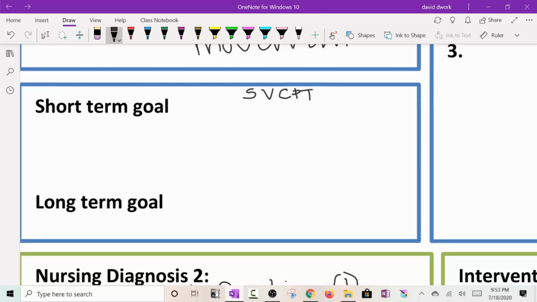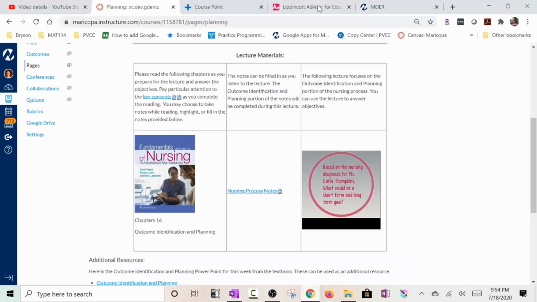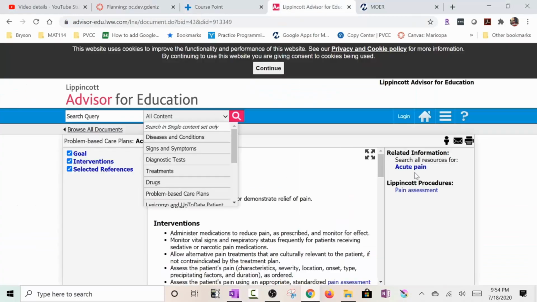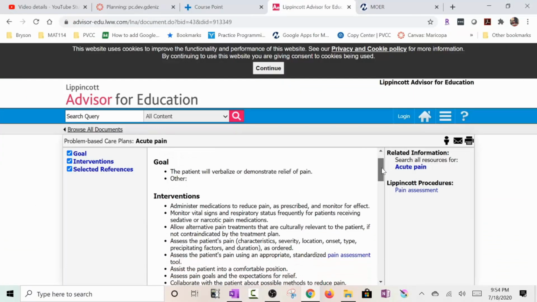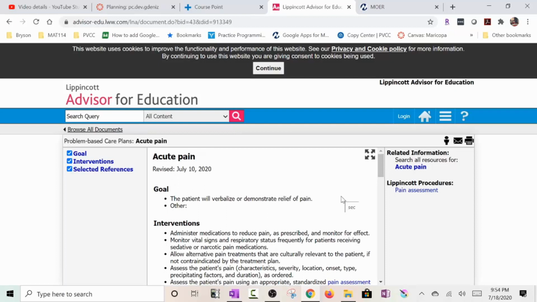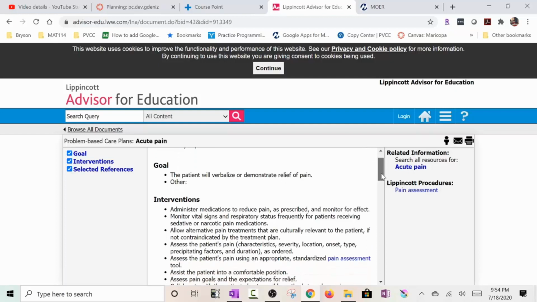Okay, so let's look at what we can do for Miss Tompkins. Before we write this short-term goal, let's go over, and I hope I'm still signed in here. Yeah, good. Okay, remember the nursing diagnosis handbook? We had acute pain here. Look at the goal that they've suggested: the patient will verbalize or demonstrate relief of pain. Honestly that's just a very broad outcome, but we want to write one that's a little more specific for her. And then here are some interventions that go along.